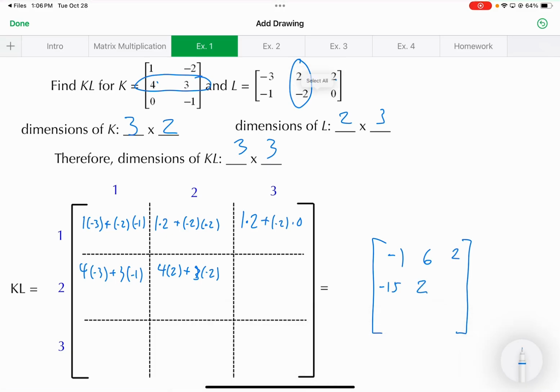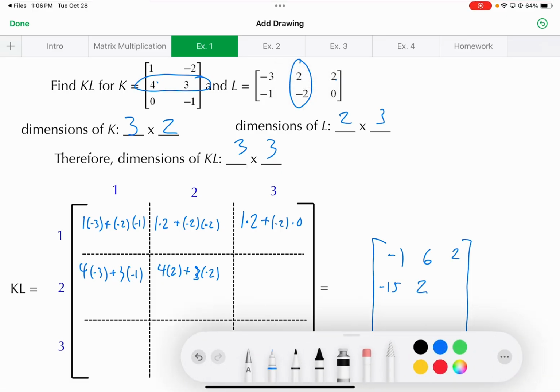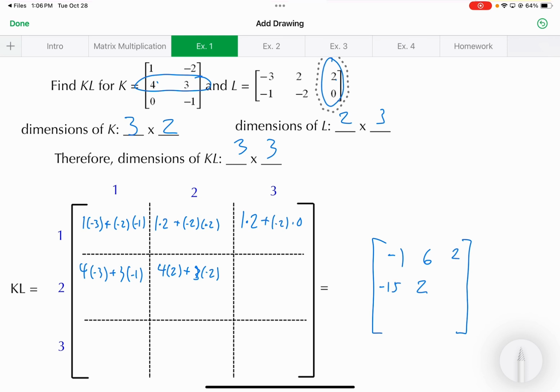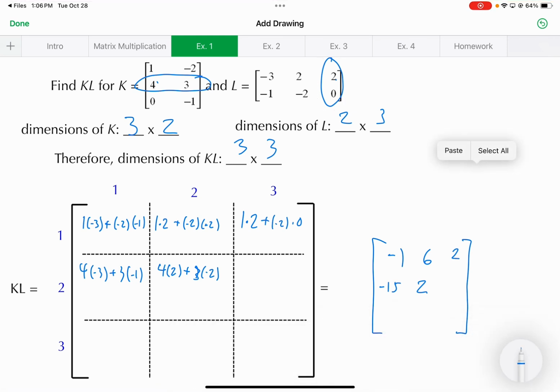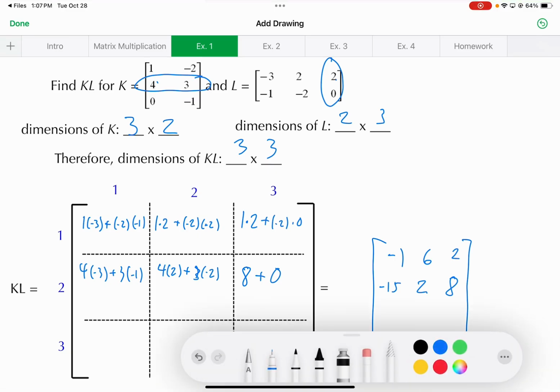And then let's focus on my last value. Okay, so then 4 times 2, which is 8, plus 3 times 0, which is 0. So 8 plus 0 is going to give me 8. Okay? I'm going to go a little faster now. Are we okay with that? Are we ready for me to go faster? Okay.